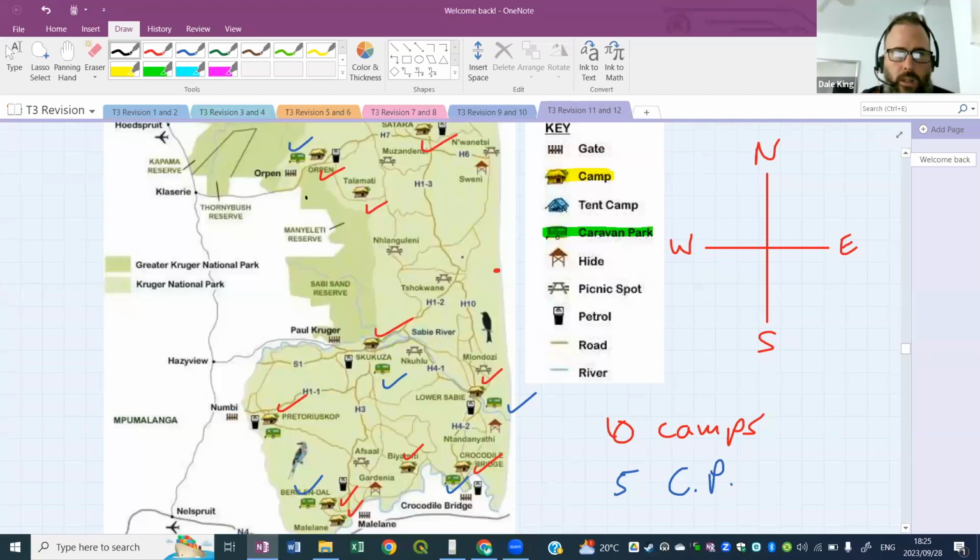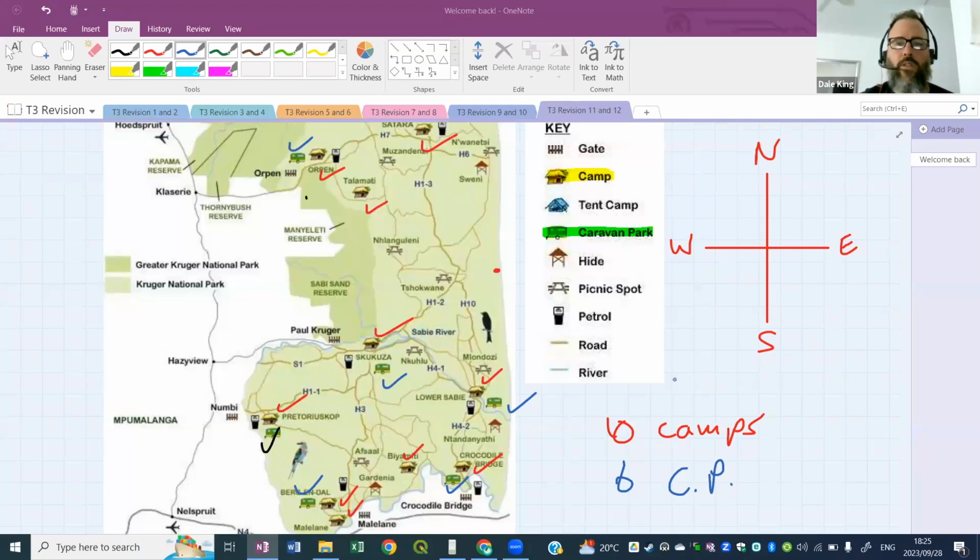1, 2, 3, 4, 5, 6, 7, 8, 9, 10 camps. 1, 2, 3, 4, 5. Oh, guys, I count 6 caravan parks. Sorry. Which means the difference is 4, eh? Yeah, there's 6 caravans. All right, so the difference is 4. Right, so 10 camps and 6 caravan parks, which means the difference in the number has to be 4.